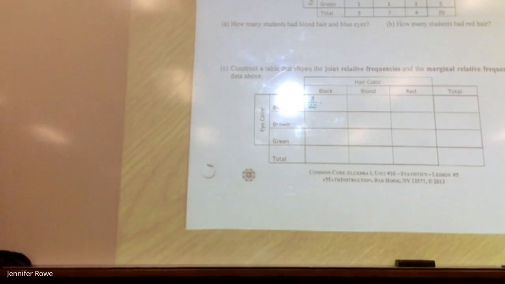Ms. Rowe, how do you have black hair and blue eyes? I don't know. It's because blue eyes goes with blonde hair, usually, but not always.